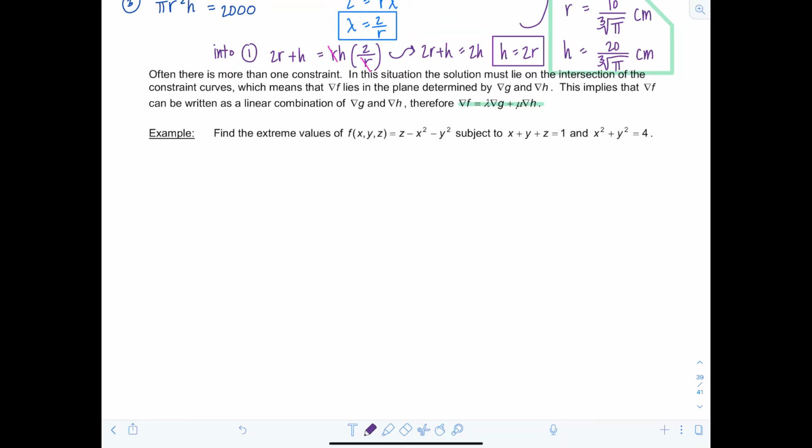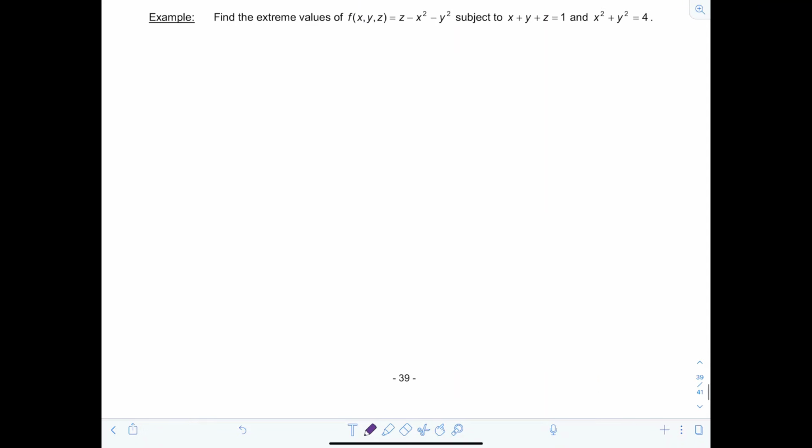Okay, so this example says, find the extreme values of f of x, y, z equals z minus x squared minus y squared, subject to, and then now we have two constraints. So to get going, let's call this one g of x, y, z, and then this one's going to be h, okay? And so when I set up my Lagrange multipliers, I'll have gradient of f is equal to lambda times the gradient of g plus mu times the gradient of h.